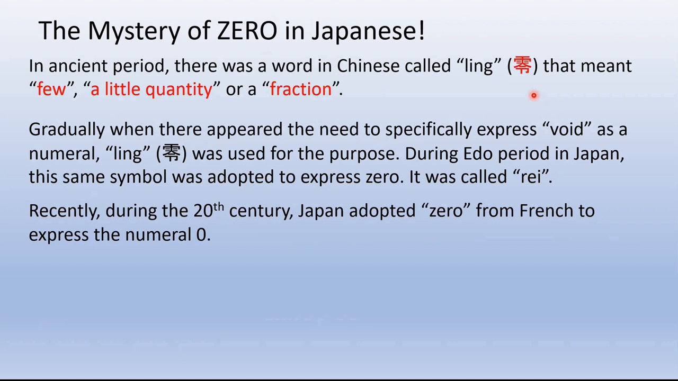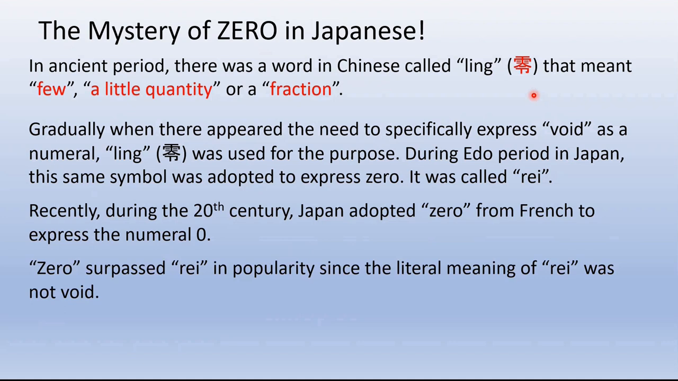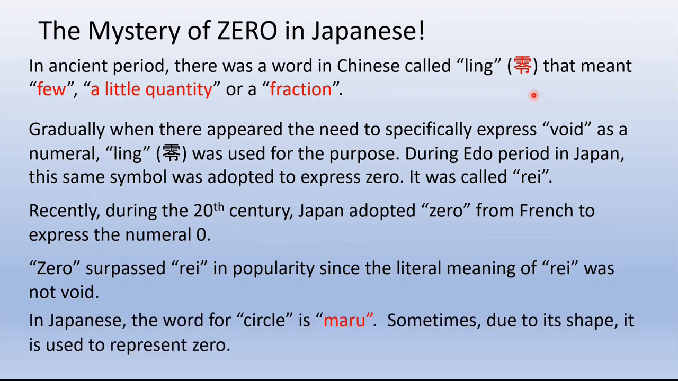Recently, during the 20th century, Japan adopted zerho from French to express the numeral 0. And in Japan, it was called zero. Zero surpassed rei in popularity since the literal meaning of rei was not void, but a small fraction. In Japanese, the word for the geometrical figure circle is maru. So sometimes due to its circular shape that resembles a 0, this maru is used to represent 0.